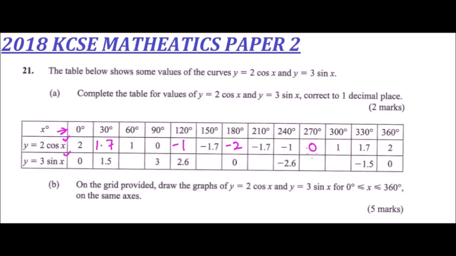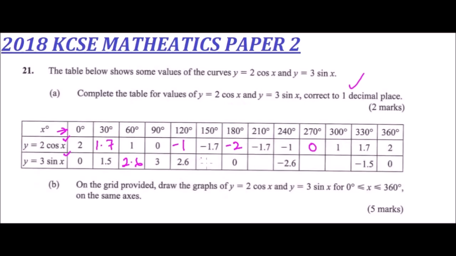Then we go to the function y is equals to 3 sin x. When x is 60, so 3 sin 60, you get 2.6. Remember, it is to 1 decimal place. So we go to 120. 3 sin 120, 3 sin 150, not 120.